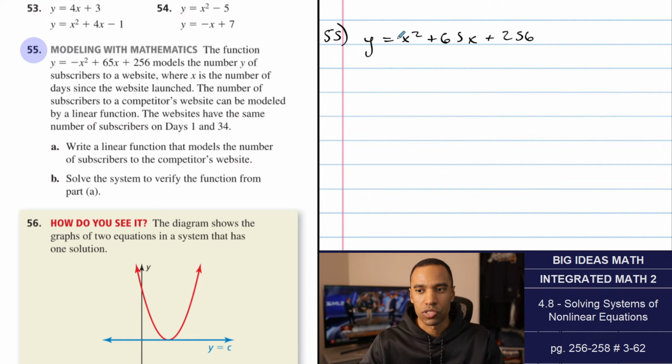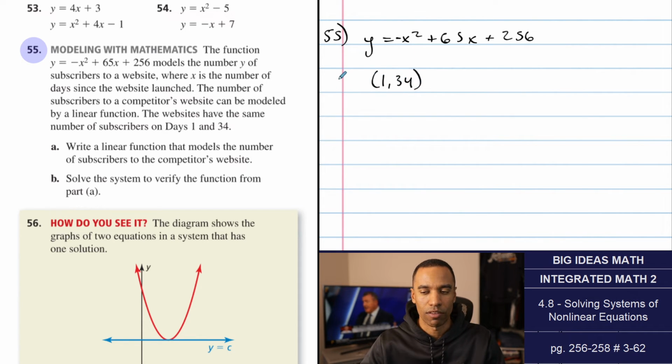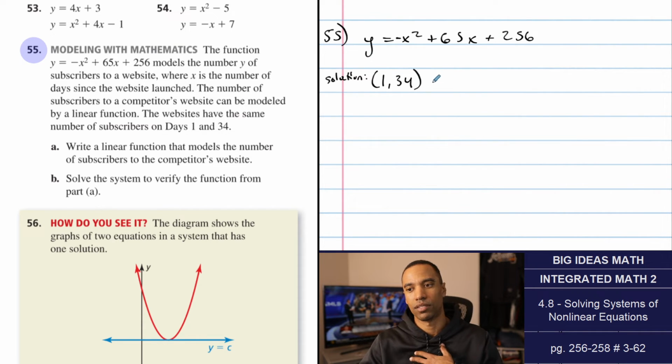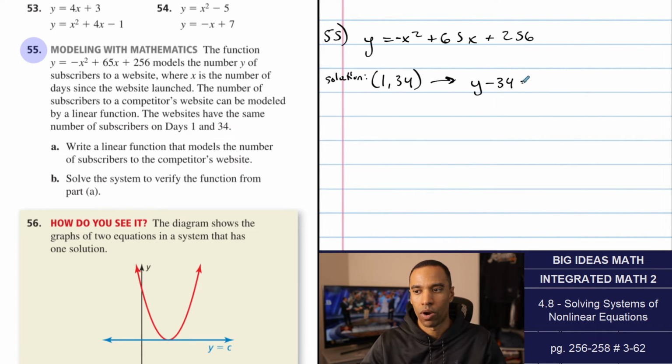Okay, so this is negative x squared. We need to make an equation where we have days 1 and 34. So 1 comma 34 is a point of intersection. This is a solution, 1 comma 34. That means this other graph needs that kind of point. This is something more for the IM1 crowd if you're in point slope form: y minus y1 equals m times x minus x1. I can use that form instead of plugging in 1, getting 34 out.